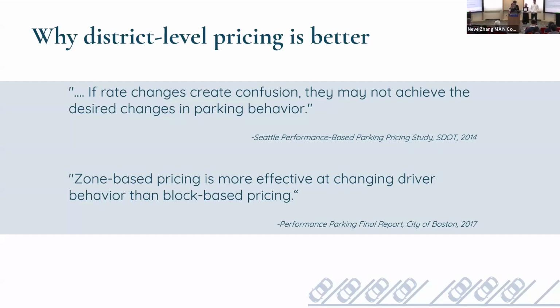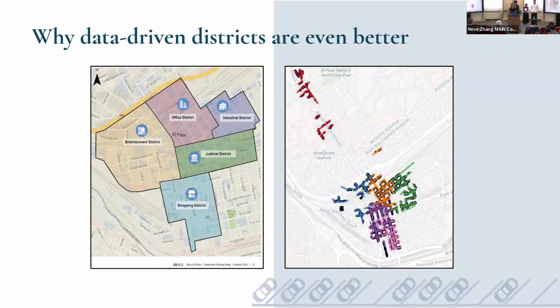It creates a simpler, more predictive system for drivers. And lastly, it's more sustainable for the city staff to manage over time. By grouping streets into these data-driven districts, we can balance flexibility with clarity, helping El Paso deliver a smarter, more user-friendly dynamic pricing program.